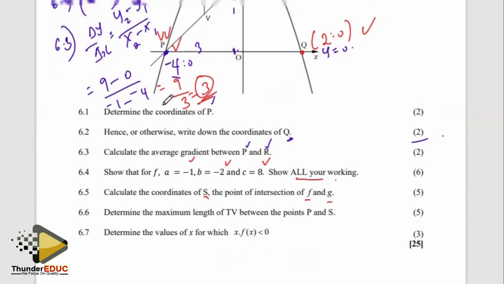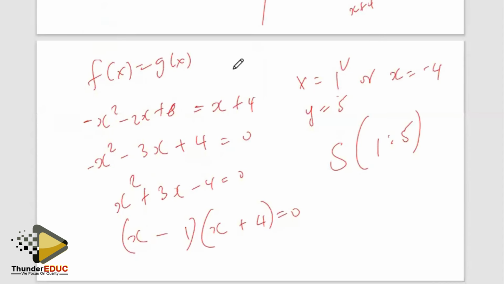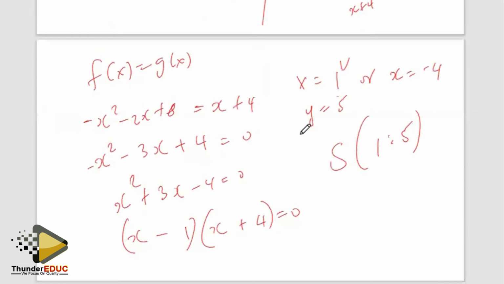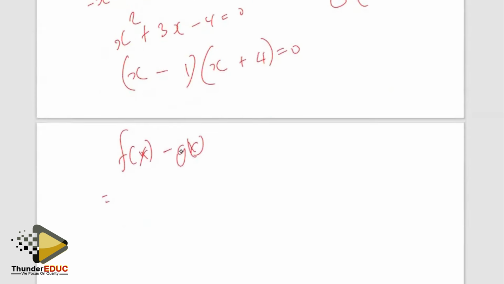6.5. Then determine the maximum length of TV between the points. Whenever we find the distance between two graphs, you just need to subtract the two equations. Remember, they're asking for the maximum. So if I get f and then subtract g, f of x minus g of x, I think I'll end up with more or less the same thing, which is going to be x squared plus 3x minus 4.